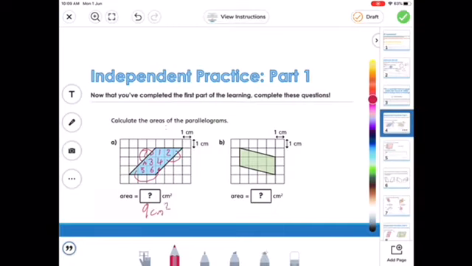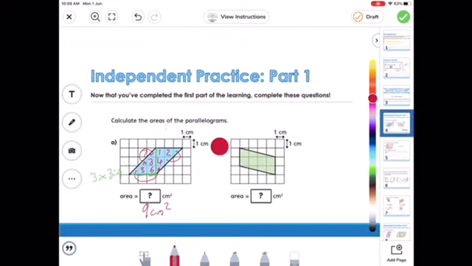We could have also, and I'll do this in green, we could have seen that our parallelogram's base is 3, times the height, which is 1, 2, 3, which also equals 9. That's another way we could have worked it out. And it's the same for the next one as well.